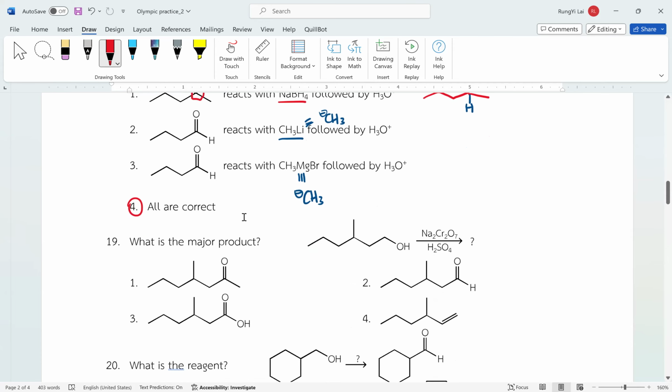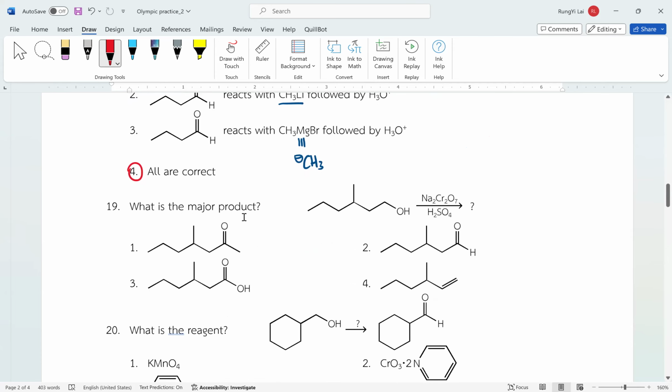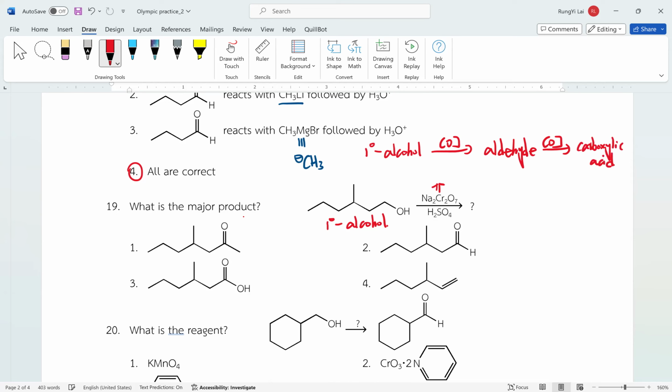Okay, let's see the next one. What is the major product? So you can see this starting material is a primary alcohol. Okay, so you can see this condition. So basically, there is no selectivity. So as I said, a primary alcohol, if you oxidize, you become an aldehyde. If you continue to oxidize, you become a carboxylic acid. And this one doesn't have selectivity, so that means you are going to get a carboxylic acid.